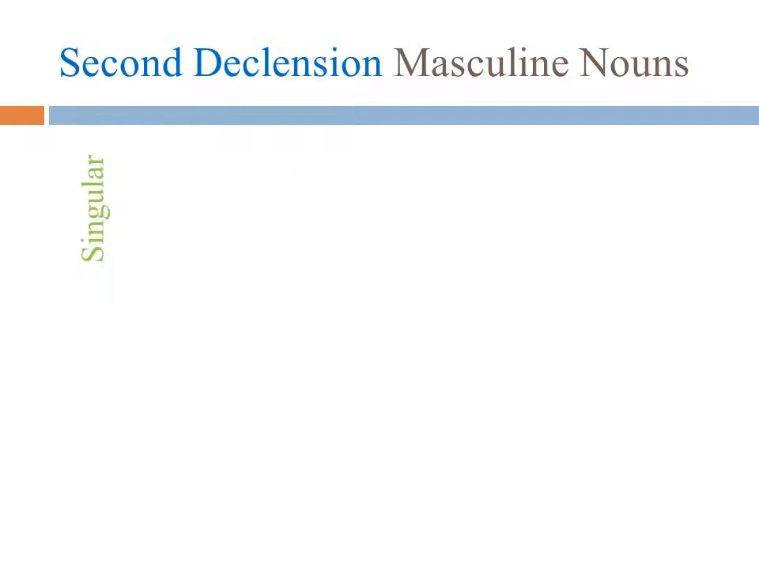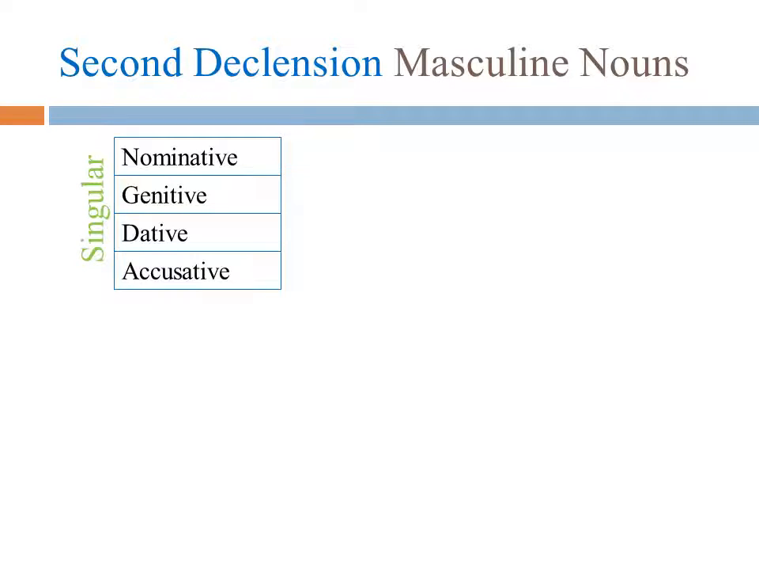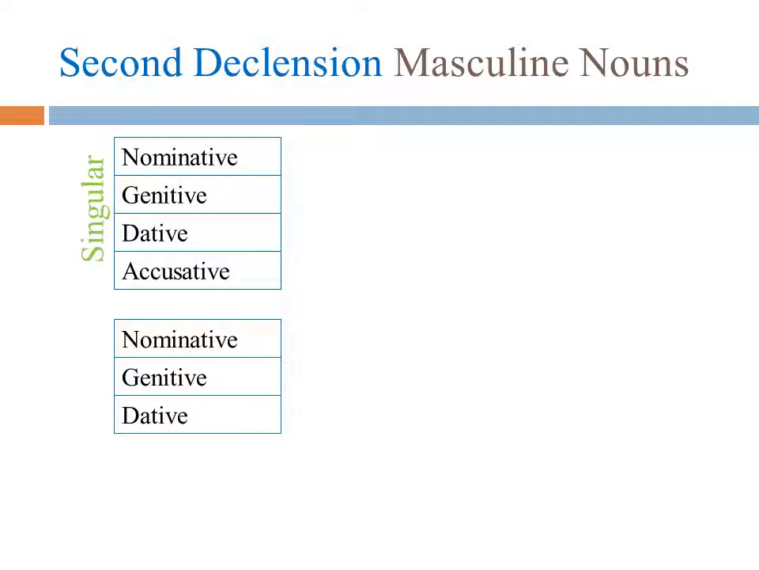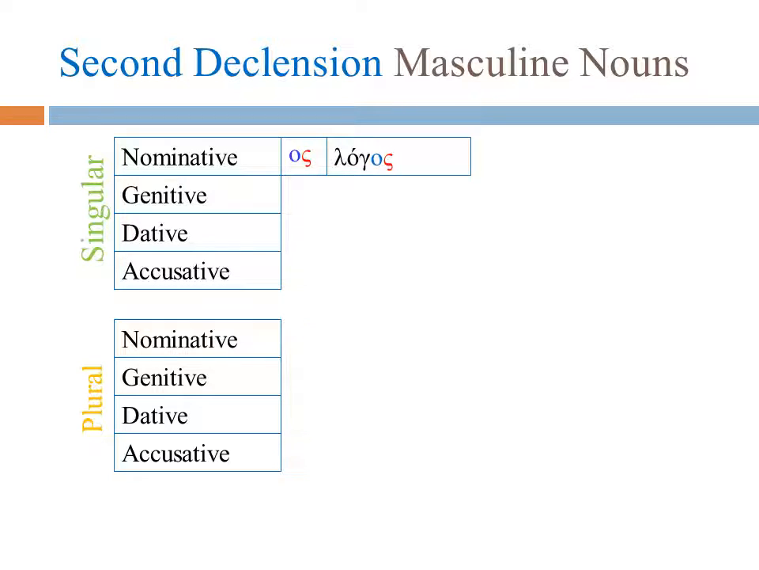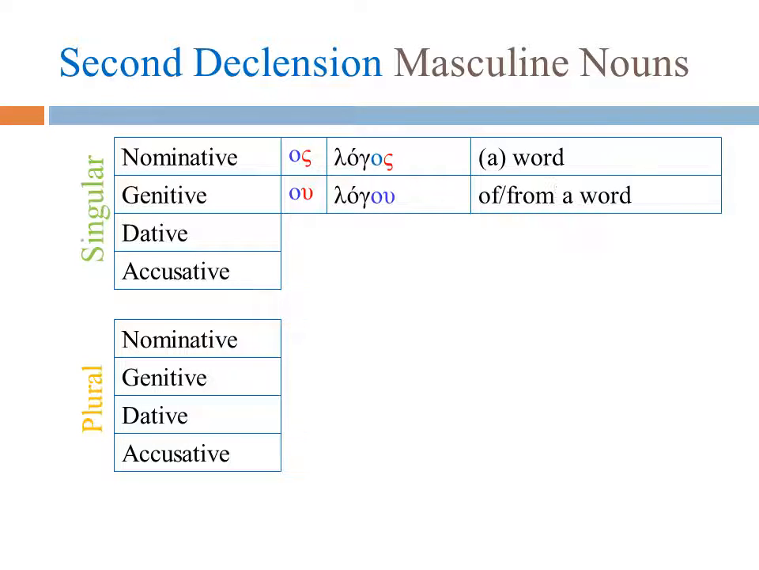So we're going to set it up: singular, nominative, genitive, dative, accusative, and plural, nominative, genitive, dative, accusative. The nominative ending is a sigma. Remember, the ending of the root is an omicron. So we're just going to add the sigma, omicron sigma. So we get logos, word, and this is the subject of the sentence. The genitive is an upsilon, so we get omicron upsilon, logou, of, from a word, or the possessive.